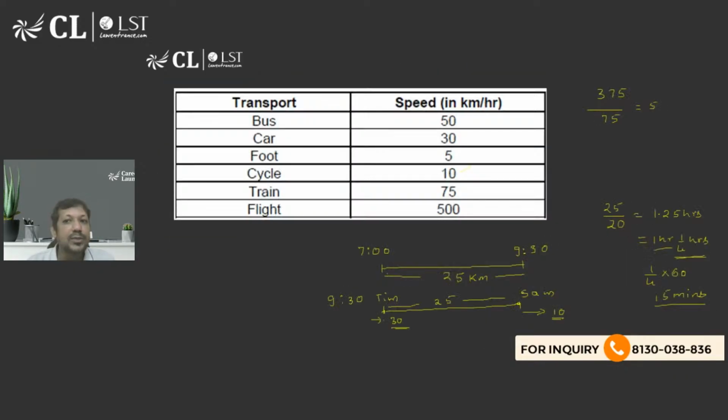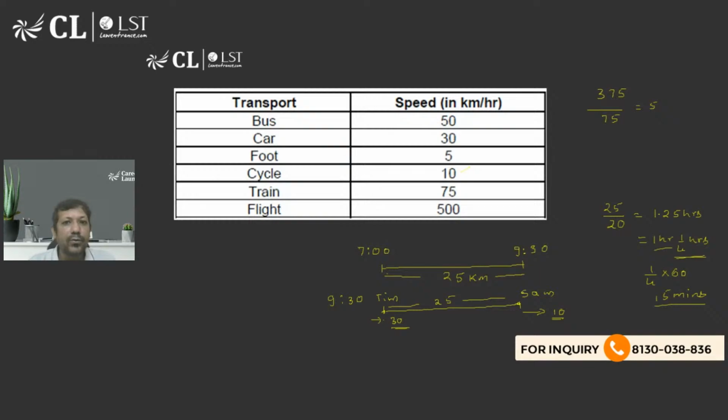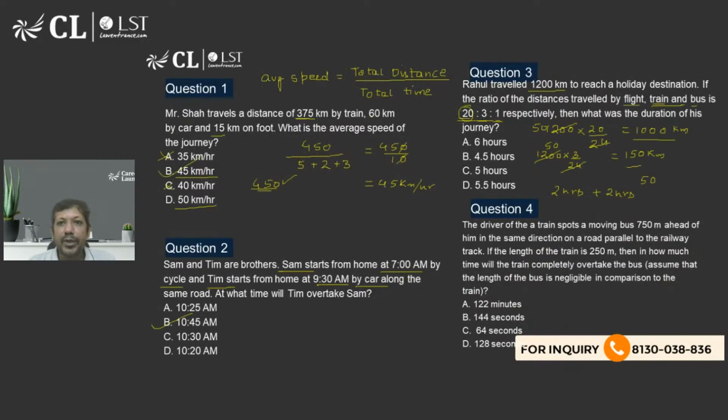Okay. Speed of flight is 500. To travel 1000 kilometers, how much time is it going to take? 2 hours. Now the next one, speed of train is 75. Now to cover 150 kilometers, how much time is it going to take? 2 hours. And speed of bus is 50 kilometers per hour and he is traveling 50 kilometers by bus. So how much time is he going to take? 1 hour. So answer comes out to be a total of 5 hours. So answer of this question is going to be option C, that is 5 hours. Very nice.